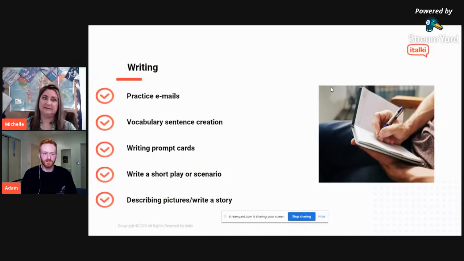Another thing I really like to do is writing prompt cards. This works, in my opinion, for all ages. I actually have some writing prompt cards and some conversation prompt cards that I bought a long time ago. You can search for something like that on the internet, or you can make your own. So what you can do with the student is say, okay, I have three writing prompt cards here.